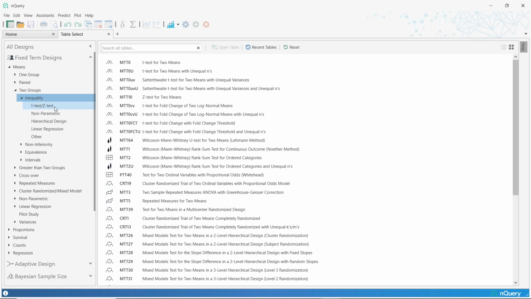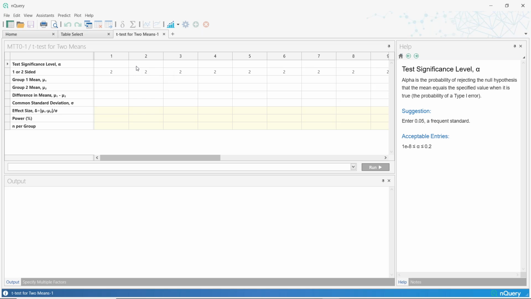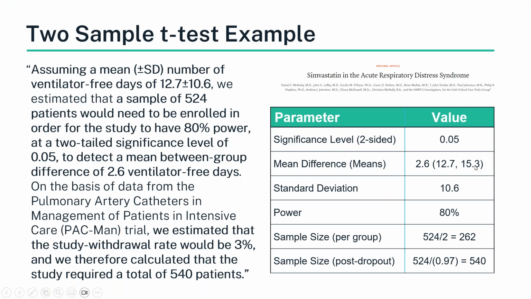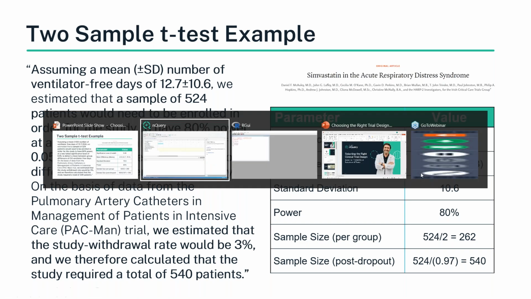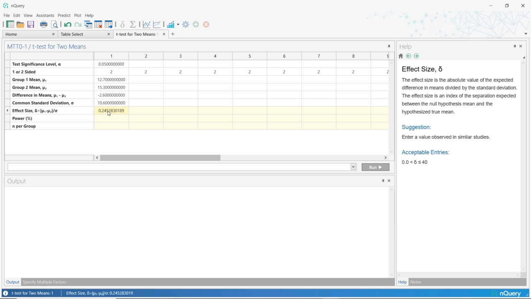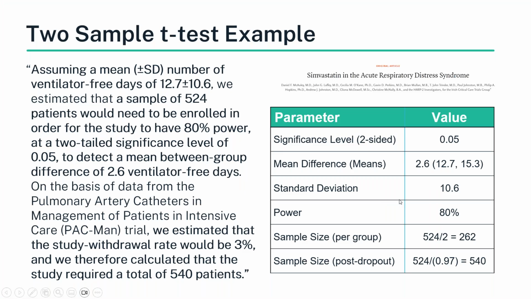And then in this case, we were just using a simple t-test, which is in the same family as a z-test. The first option here is MTT0. So we assumed equal sample size in this case, and we have our significance level of 0.05. If we go back to our slide here, we have our means of 12.7 and 15.3 for a mean difference of 2.6, or minus 2.6, the direction doesn't matter for the t-test. Then we have our standard deviation of 10.6, which gives a standard effect size of around 0.245. And then we have a power of 80%, and we get a sample size of 262, which agrees with the original calculation.